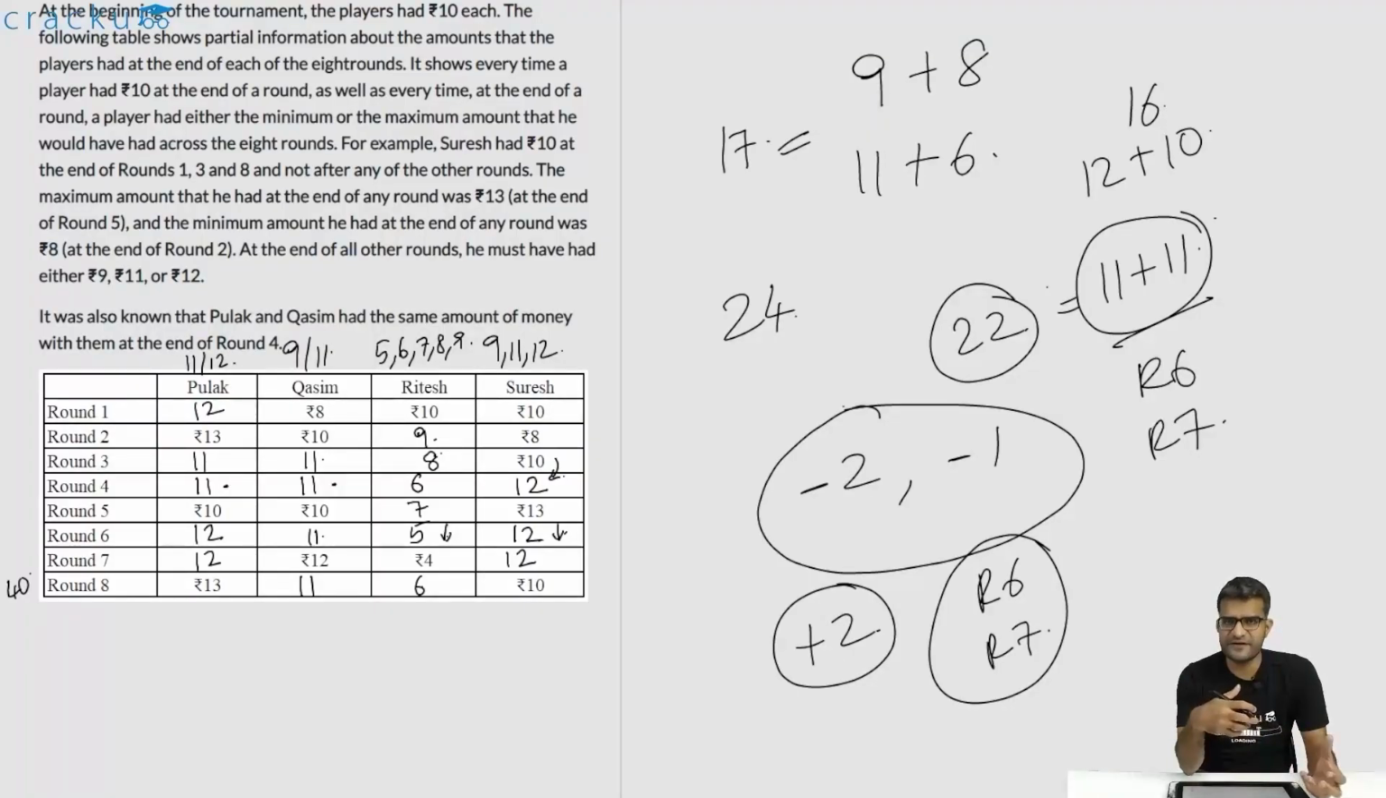Once you have identified all of it, and if there is a complete row which is empty, like in round 6, then we have to think further. We have to figure out that every plus 2 should have a minus 2. Every minus 2 should have a plus 2. And if you are focusing on that, you will be able to fill this up.